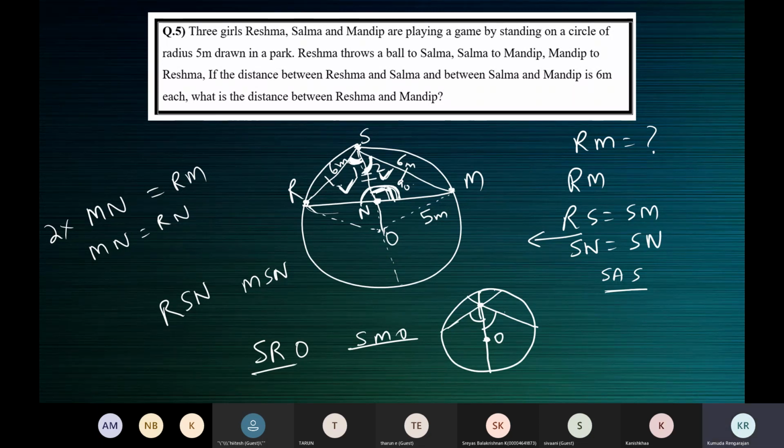How do you show that SRO is congruent to SMO? The equalities are right there. Look at the sides, look at the angles. Let me make it very simple. Look at the sides. Some side of the first triangle is equal to some side of the second triangle. Quickly, Nikita, Arav, Shivani.